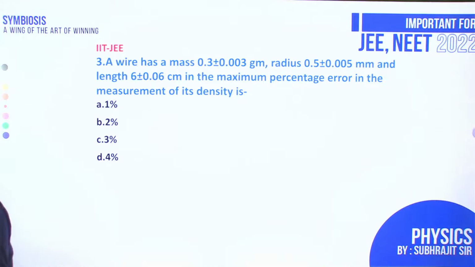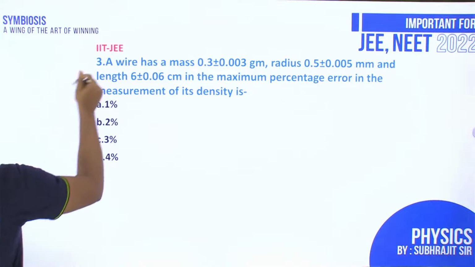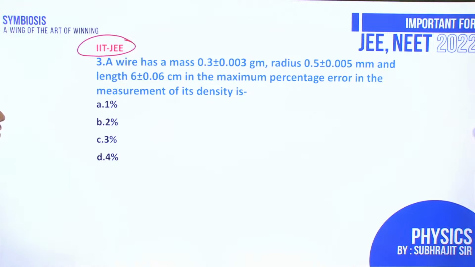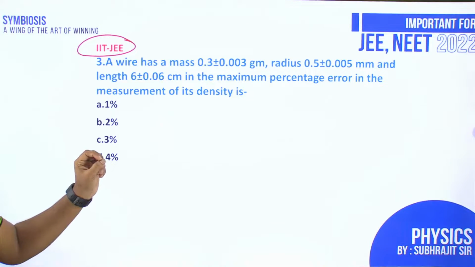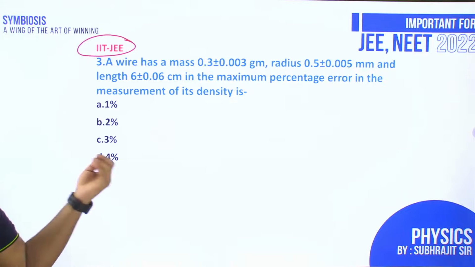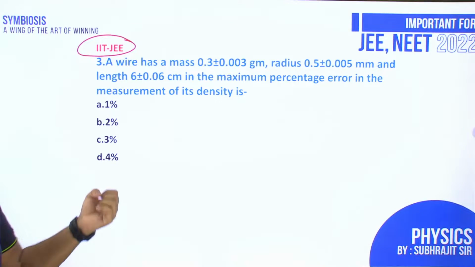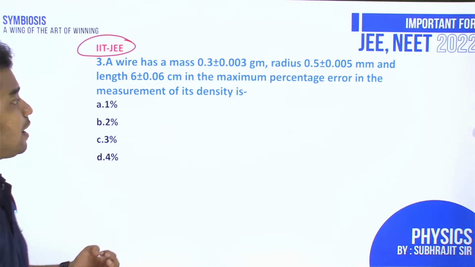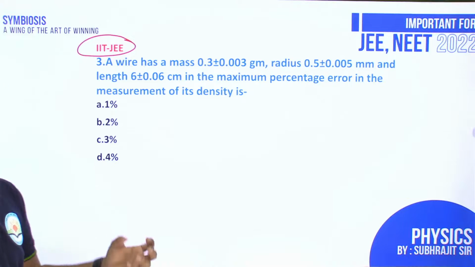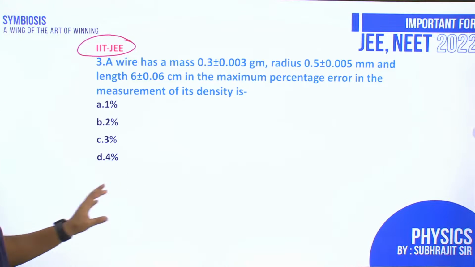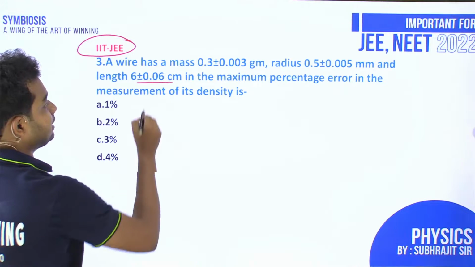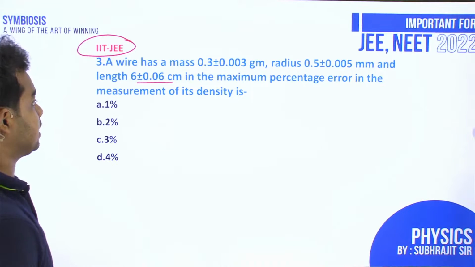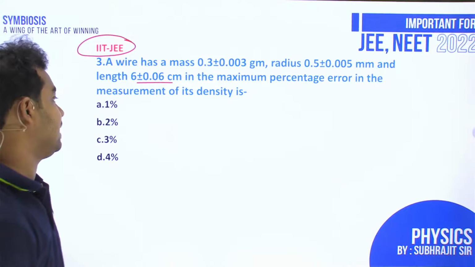That is important for IIT JEE. Do this, everyone. Those who are in live now, do this as fast as possible. So question number 3 is: a wire has a mass of about 0.3 plus minus 0.003 gram, the radius is about 0.5 plus minus 0.005 millimeter, and the length is about 6 plus minus 0.06 centimeter. The maximum percentage error in the measurement of its density is.